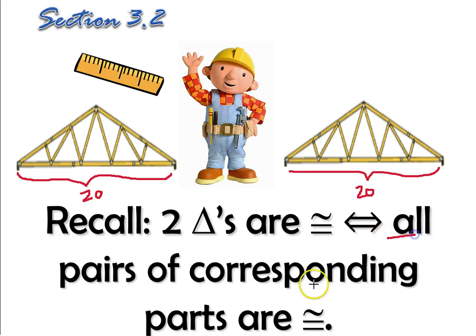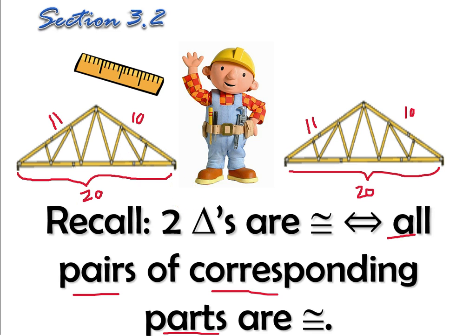If we're verifying all pairs of corresponding parts have to be congruent, I have to measure everything. So if I measure this side over here and say it's 10 feet, and I measure this side over here and say it's 10 feet, great, so far so good, because the corresponding pieces match up and they're congruent. Then let's say that this one happens to be a little off, who cares? But let's say that it's 11.